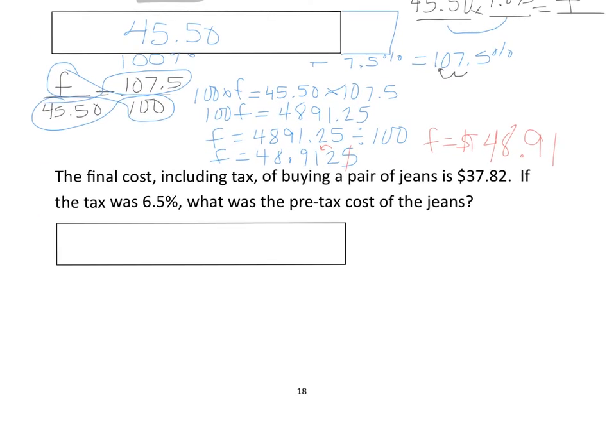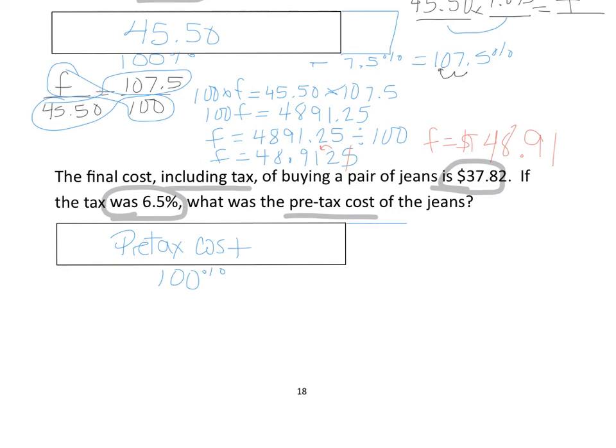Now for the last one, the final cost including tax of buying a pair of jeans, so as I said including tax, is $37.82. Tax was 6.5%. What was the pre-tax cost? So we have our 100% here. And this is what we're looking for. This is going to be your pre-tax cost.